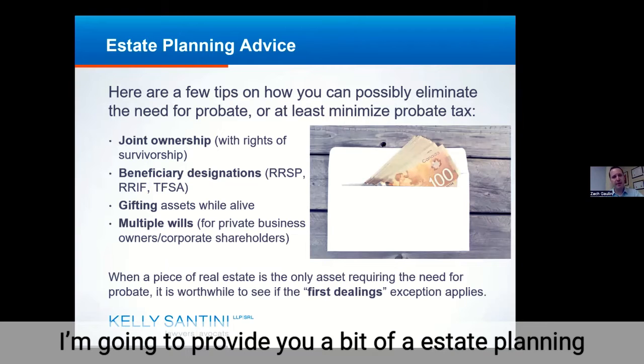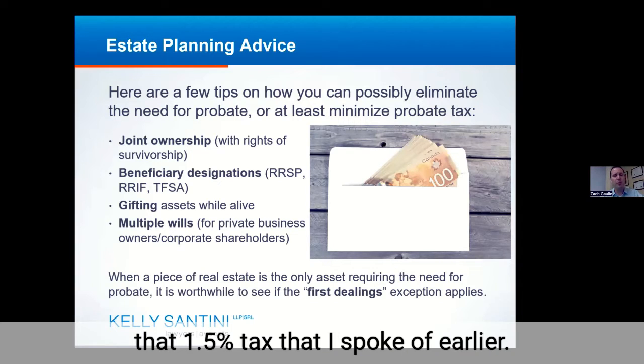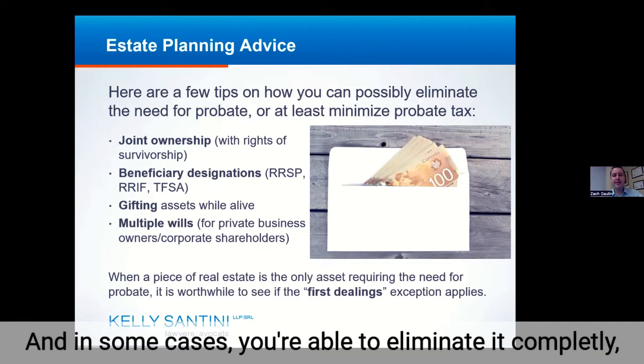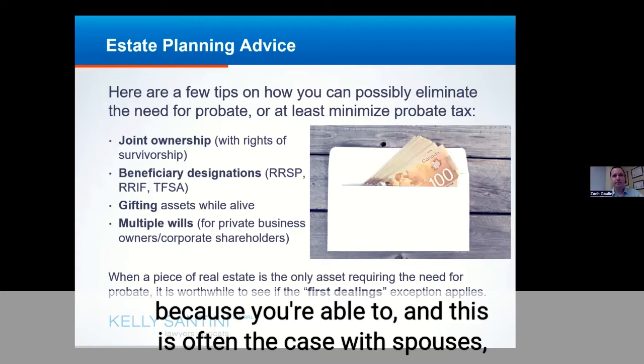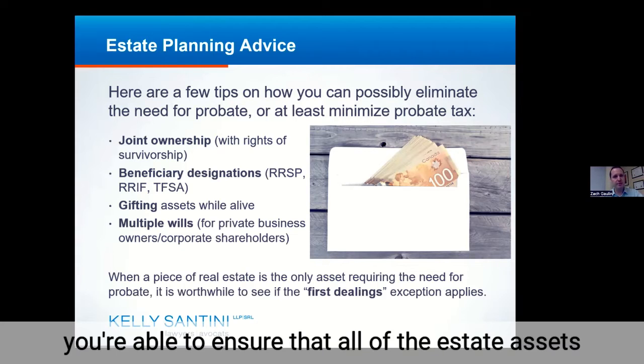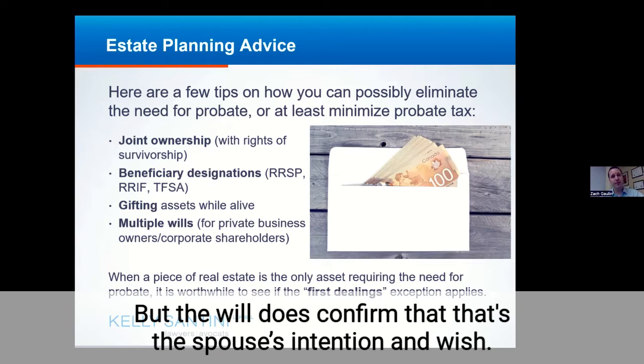Going to provide you a bit of estate planning and advice. So often is the case, we are trying to minimize or eliminate probate tax, that 1.5% tax that I spoke of earlier. And in some cases, you're able to eliminate the need for probate tax completely, and this is often the case with spouses, because you're able to ensure that all of the estate assets pass to a surviving spouse without the need to do anything with the will. But the will does confirm that that's the spouse's intention and wish.